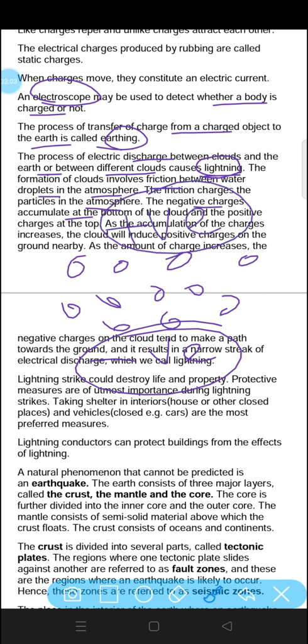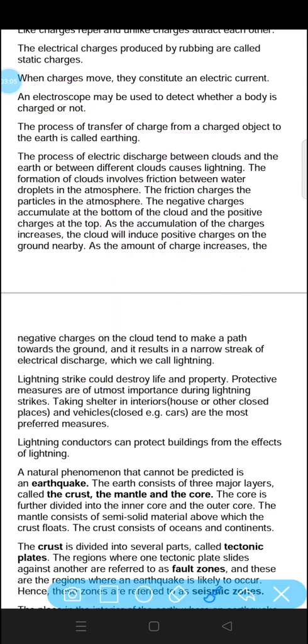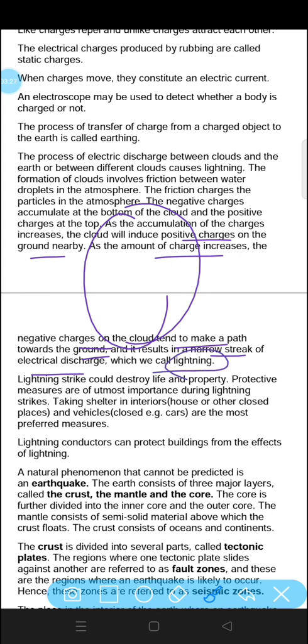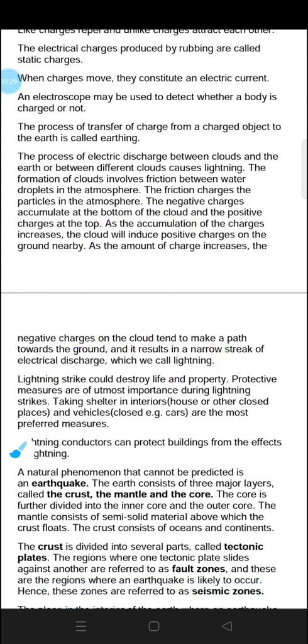As the accumulation of charge increases, the cloud will induce positive charges on the ground nearby, and as the amount of charge increases, the negative charge on the cloud tends to make a path towards the ground. Whenever these charges make a path towards the ground, they strike with each other, and it results in a narrow streak of electrical discharge, which we call lightning. So this is what happens in case of lightning.